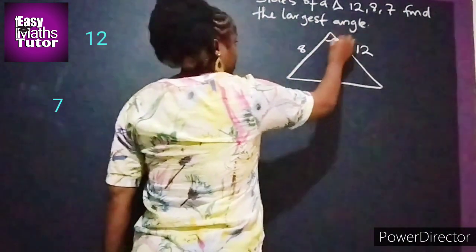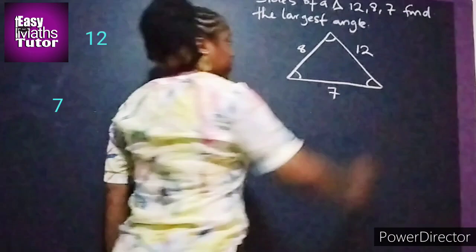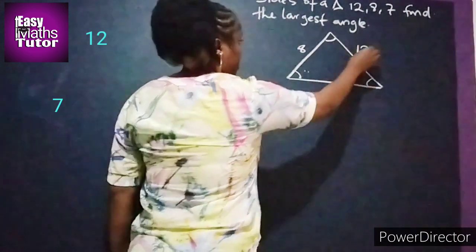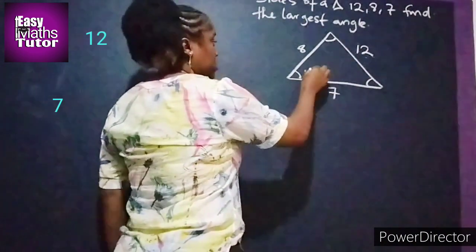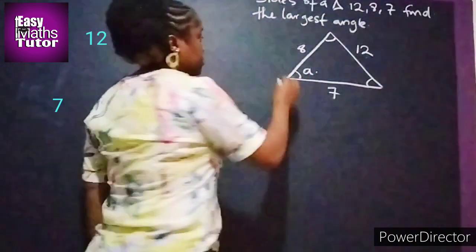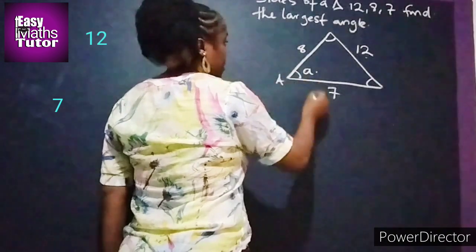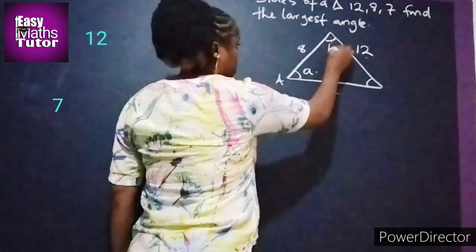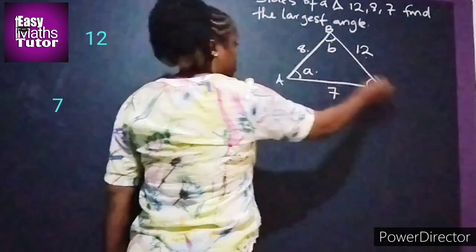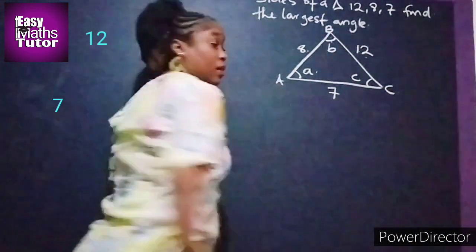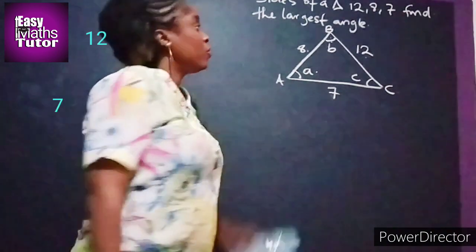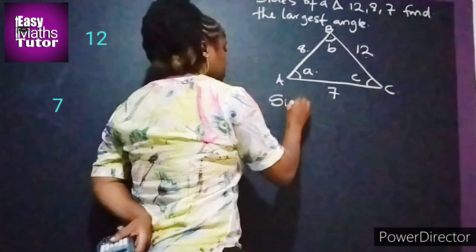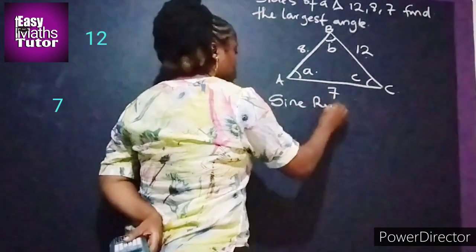Now this triangle has different angles. Let's call this side A, which represents this angle. Let's call this side B, which represents this angle. This is side C, which represents this angle. So we're going to employ the sine rule.